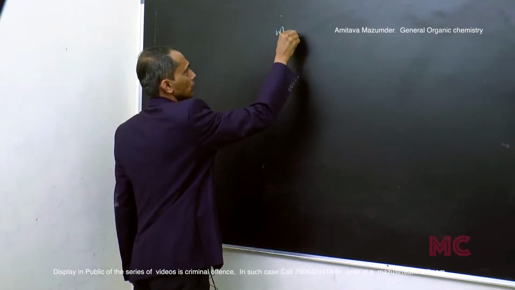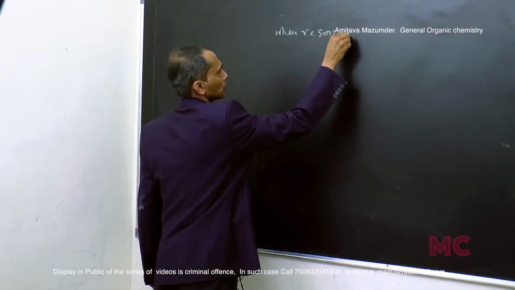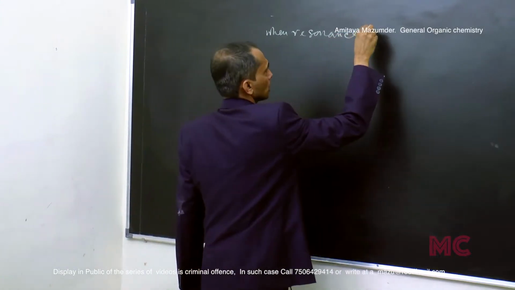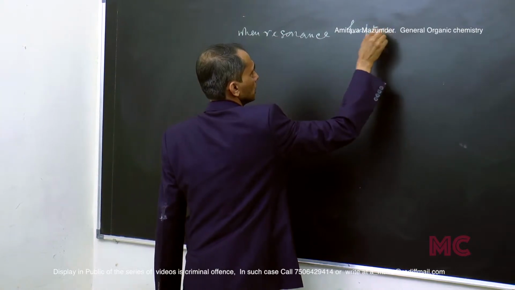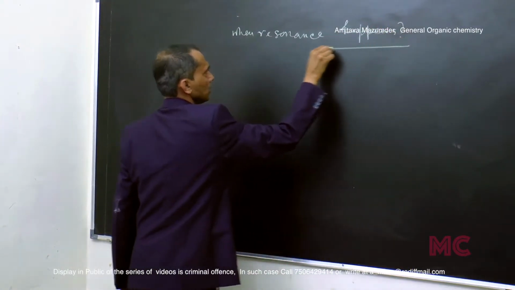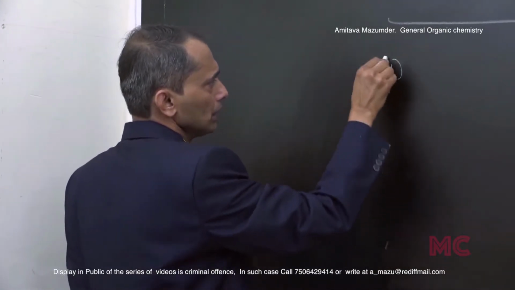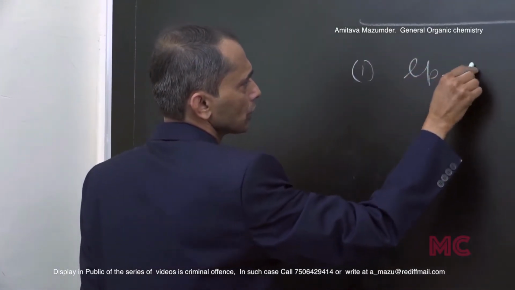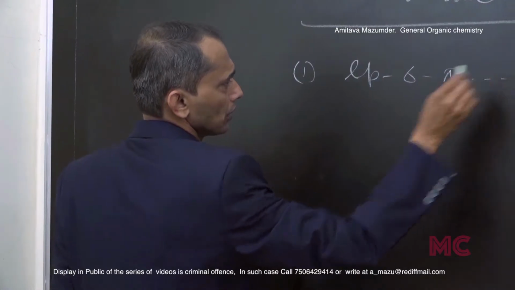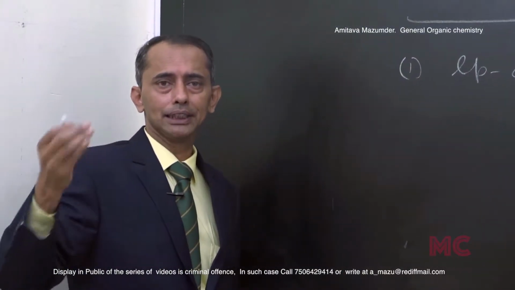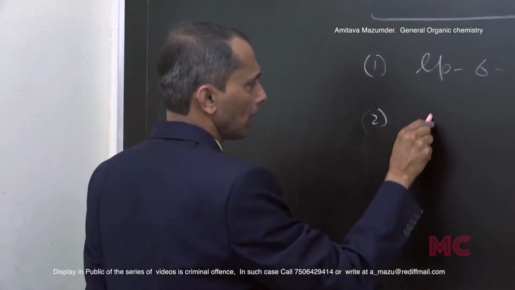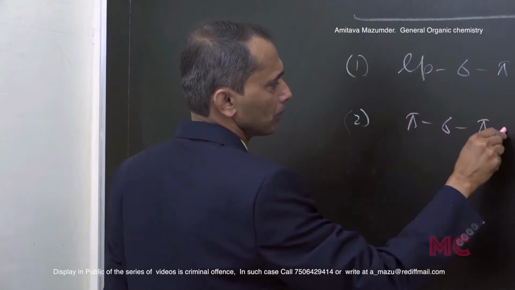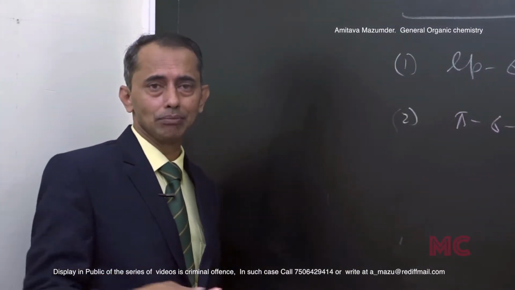Now, we have to understand when resonance happens. What are the cases where resonance happens? Number one, it is lone pair, sigma, pi, kind of rhythm. Number two can be pi, sigma, pi, again alternately pi, sigma, pi.